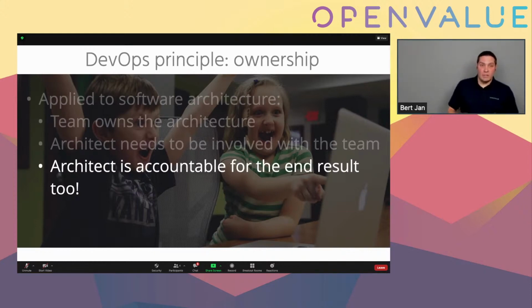What I've seen happen is that somebody designs an architecture, throws it to the team, who struggle to get it to work because the architecture is rubbish. Then they fail with the project, and then the architect screams, well, but you didn't implement my architecture correctly. Well, if they didn't implement the architecture correctly, then you weren't there to help them implement it correctly, right? So I'd say that you're just as accountable for the end result as everybody else in the team is.